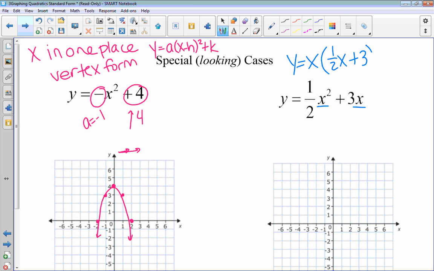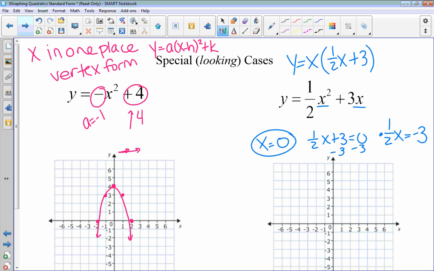Now that's in factored form. From there, I can set each of my factors equal to 0. So x equals 0, and 1/2 x plus 3 equals 0. This one's already done. Here I'm going to subtract 3 and get 1/2 x equals negative 3. Then to get rid of the 1/2, we just multiply by 2. And I get x equals negative 6. I can plot my two x-intercepts of 0 and negative 6.